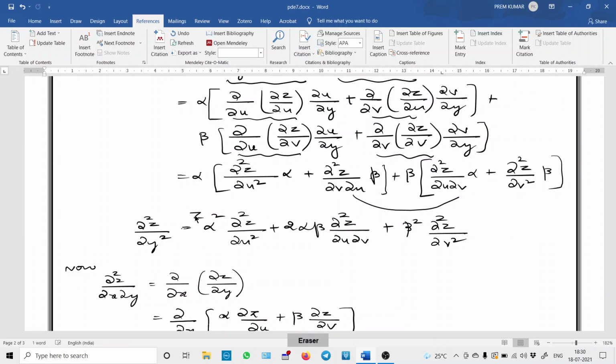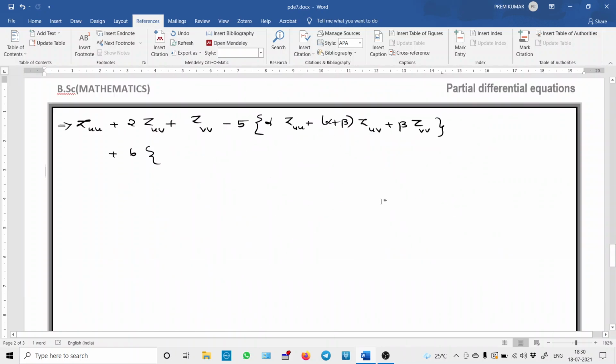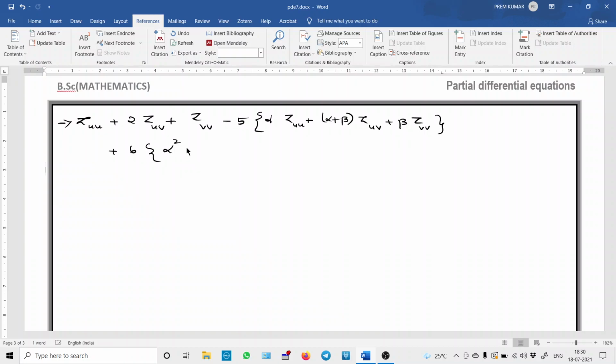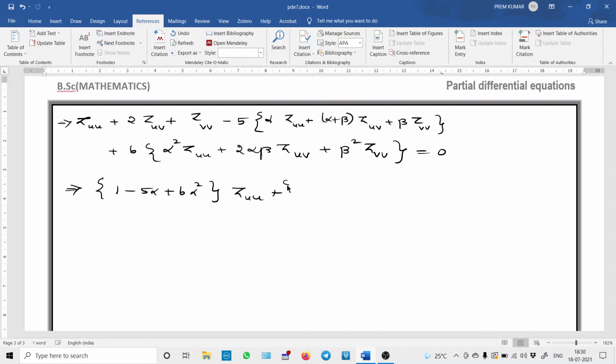So here it is: 6 alpha square Z UU plus 2 alpha beta Z UV plus beta square Z VV equals 0, which implies, after some simplifications, we get (1 minus 5 alpha plus 6 alpha square) Z UU plus (2 minus 5 times alpha plus beta plus 12 alpha beta) Z UV plus (1 minus 5 beta plus 6 beta square) Z VV equals 0 after all simplification.